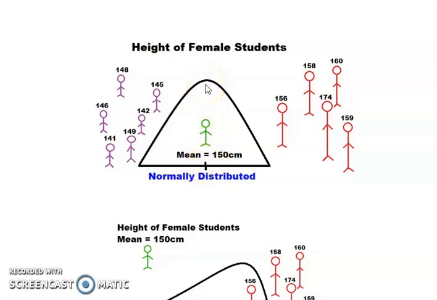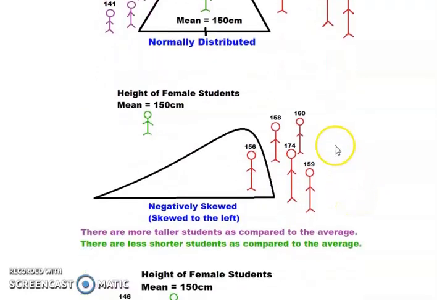Okay, let's say the heights of female students are normally distributed. Then the number of students who are taller than 150 cm or shorter than 150 cm will be about the same. That's what we call normally distributed or symmetric. However, in real life, it is almost impossible to get perfect data. So we might not get a perfect symmetric distribution like this. Hence, we get another distribution like this.